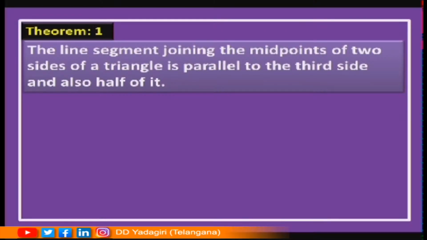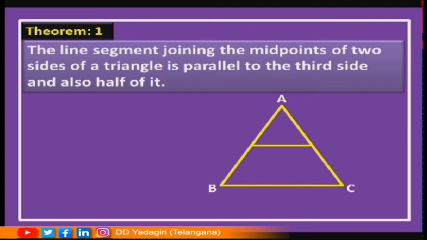Now, let us move on to our next part, that is the midpoint theorem. The line segment joining the midpoints of two sides of a triangle is parallel to the third side and also half of it. So, this is the statement of our first theorem. We have a triangle ABC and a line segment joining the two midpoints. What are the midpoints here? D and E.